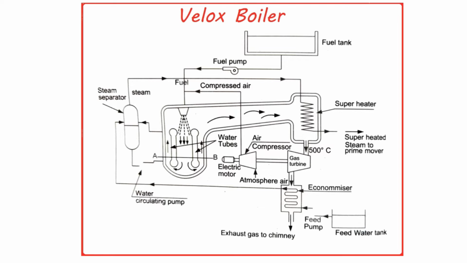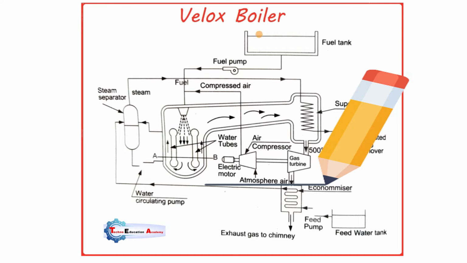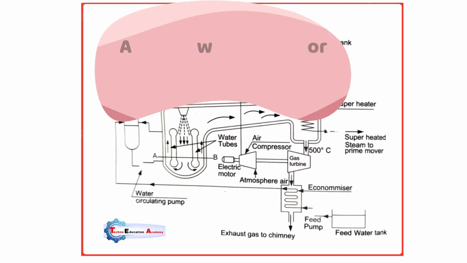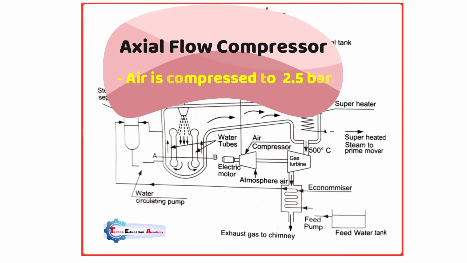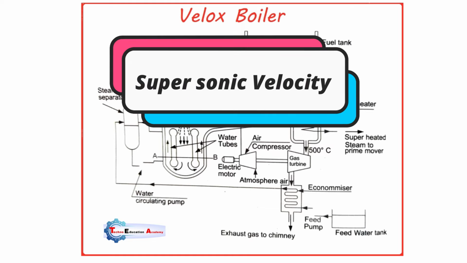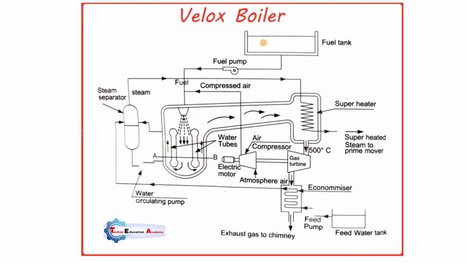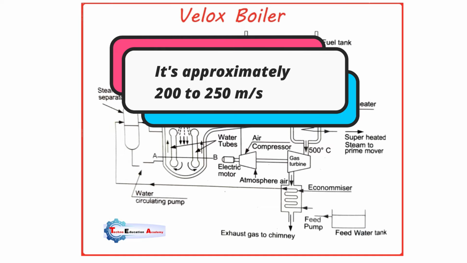Here you can see the schematic diagram of the Velox boiler. This boiler makes use of pressurized combustion. Air is compressed to about 2.5 bar pressure by an axial flow air compressor, and this compressor may be driven by a gas turbine or an electric motor. The objective of this compression is to produce supersonic velocity, approximately 200 to 250 meters per second in the combustion chamber.